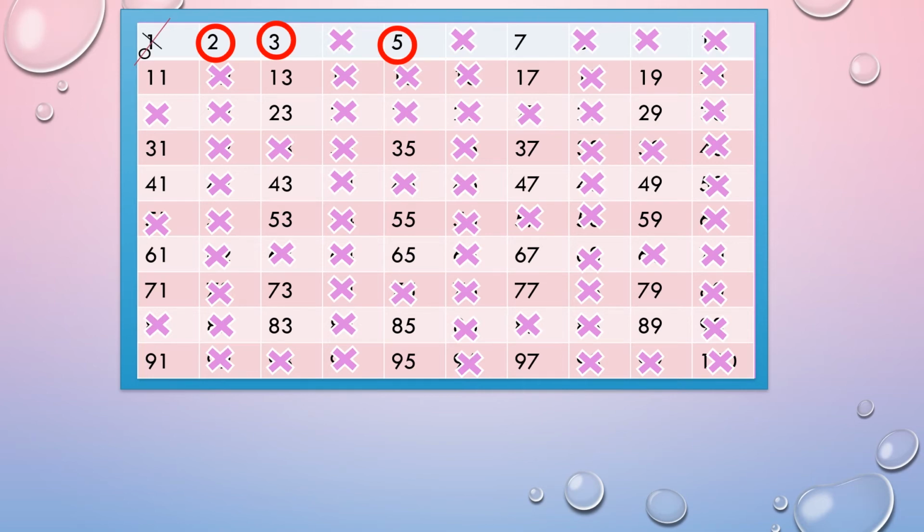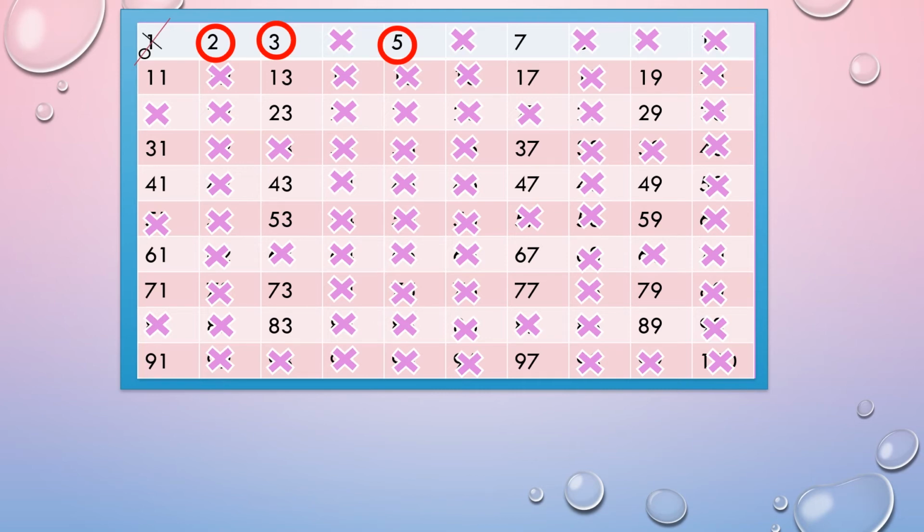Okay, let's cross out all the numbers in that row. 25, then 35. 45 is crossed out. 55, 65, 75 is crossed out. 85, 95. Can you see there are only few numbers left? All the numbers that are in the tables of 5 we have crossed out.